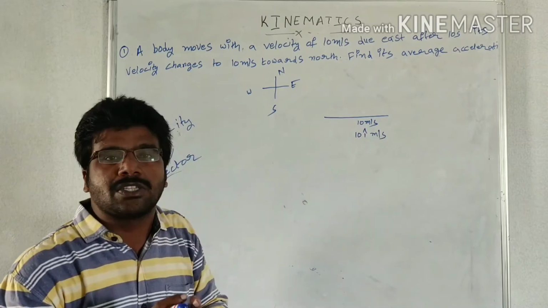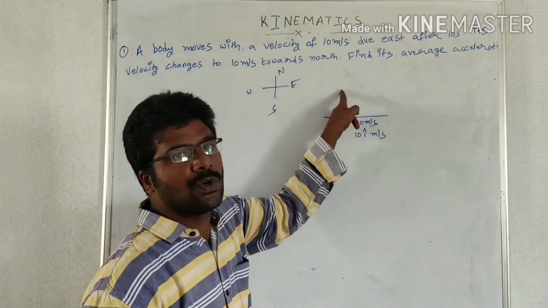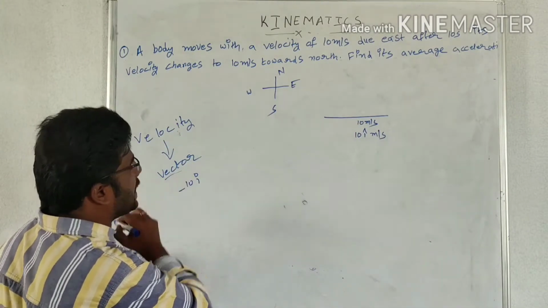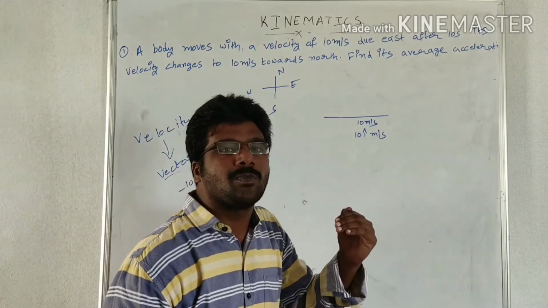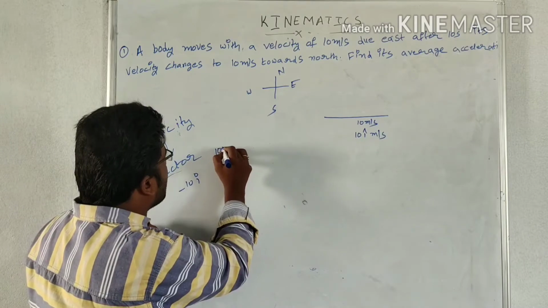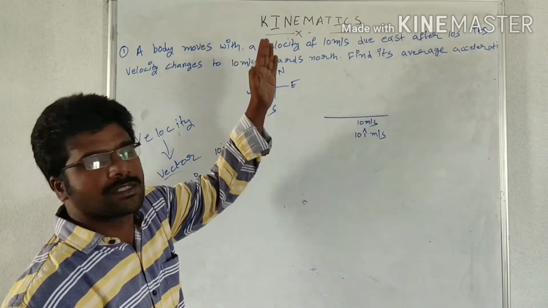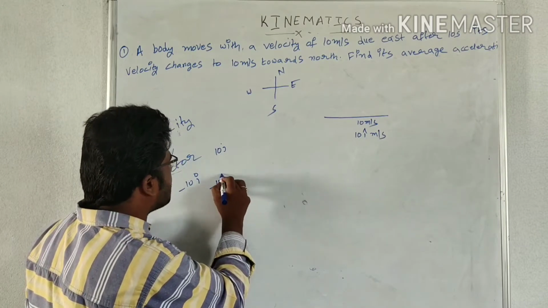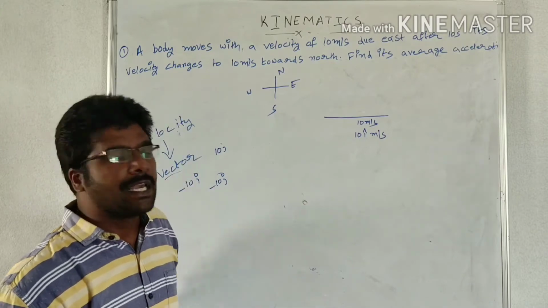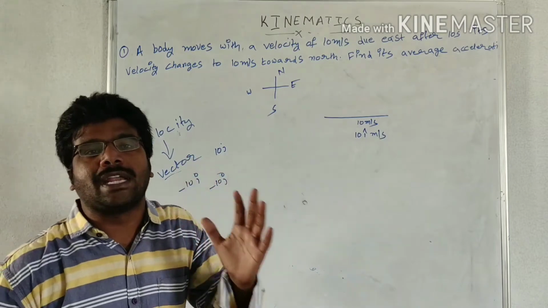Here I is positive, so it says that it has moved along the positive x-axis. If you write minus 10I, it says that it has moved westwards. If you write 10J, it says that the body moves northwards. If you write minus 10J, it says that the body has moved towards south. Here, remember that I and J are the unit vectors.